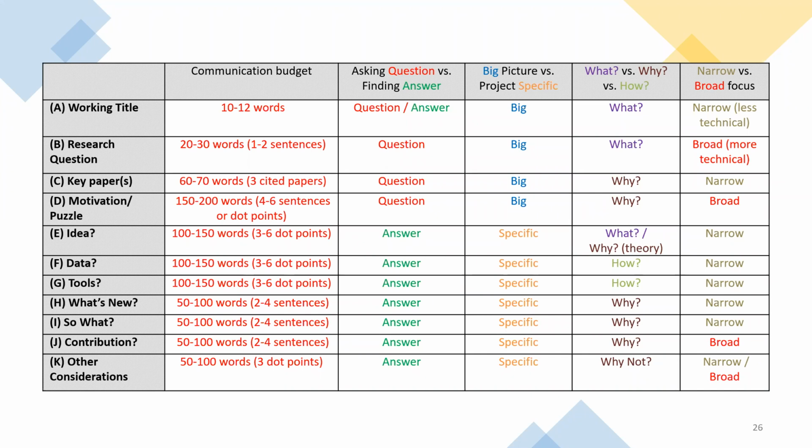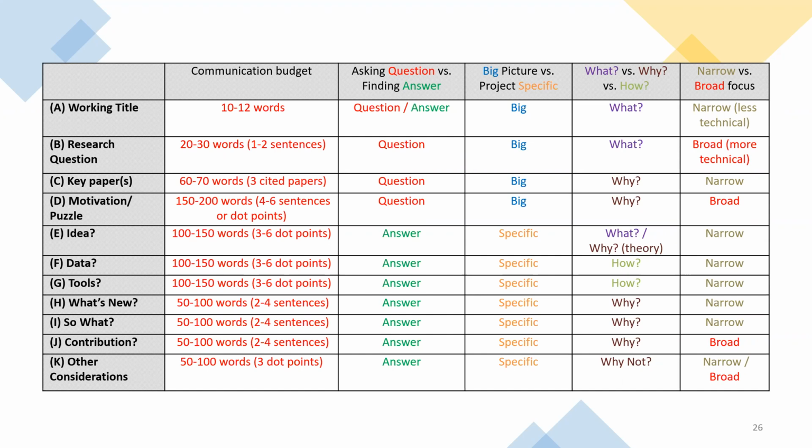What about the word budget for what's new, so what, and contribution? Slightly shorter and all the same. So for each of those, 50 to 100 words, 2 to 4 sentences for what's new, so what, and contribution. And then with other considerations, again, 50 to 100 words, I'm happy to have those in dot points, 3 dot points.